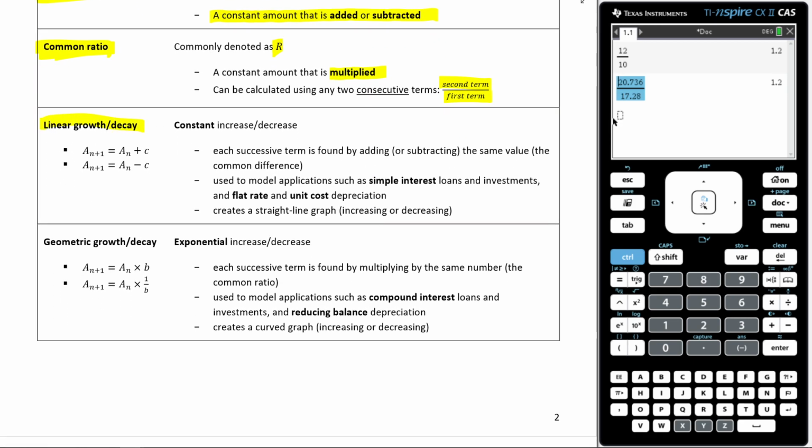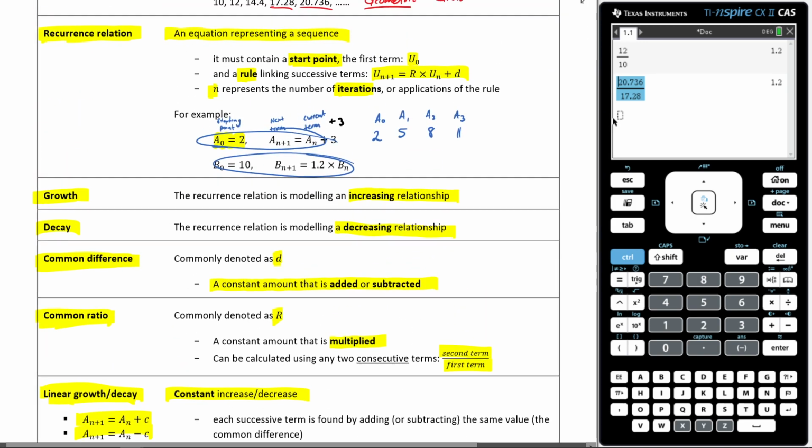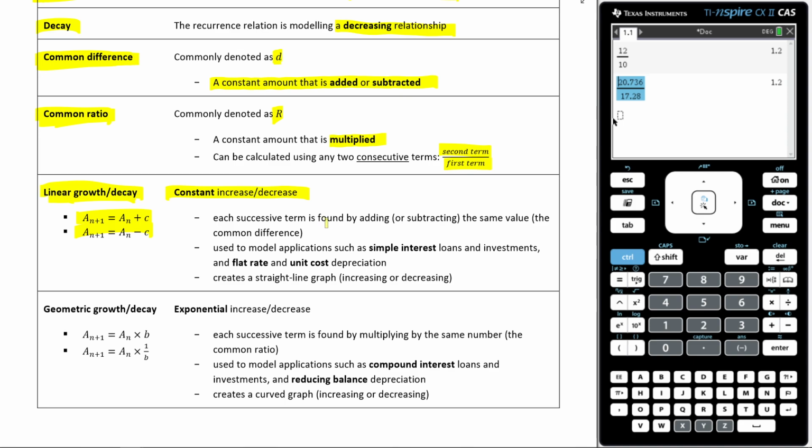Cool. We have linear growth and decay, so constant increase slash decrease. We've seen this before. This is exactly what we were looking at when we were going through this example here. So as you can see, it says each successive term is found by adding or subtracting the same value, the common difference, used to model applications such as simple interest loans and investments, and flat rate and unit cost depreciation. Creates a straight line, increasing or decreasing.